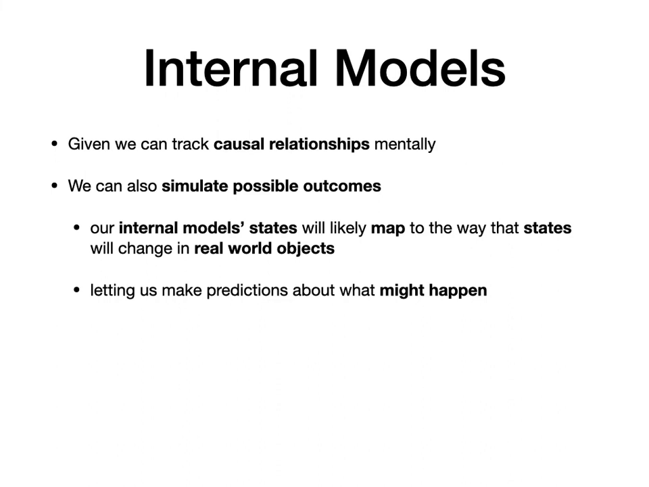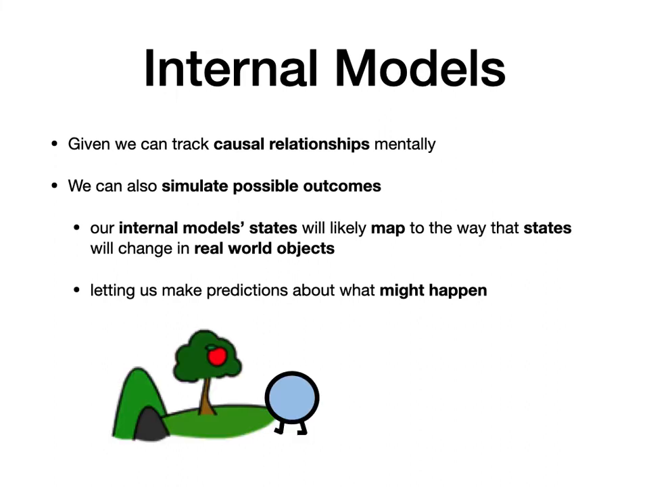So, given that we can track causal relationships mentally in these internal models, the most powerful thing, remember, is that prediction is key. We can simulate possible outcomes. Our internal model state will likely map onto the way that the states will change in the real world objects. Tree burning leads to smoke. That is something that we don't have to see visually to be able to know, to make this prediction, letting us make really useful predictions, right?